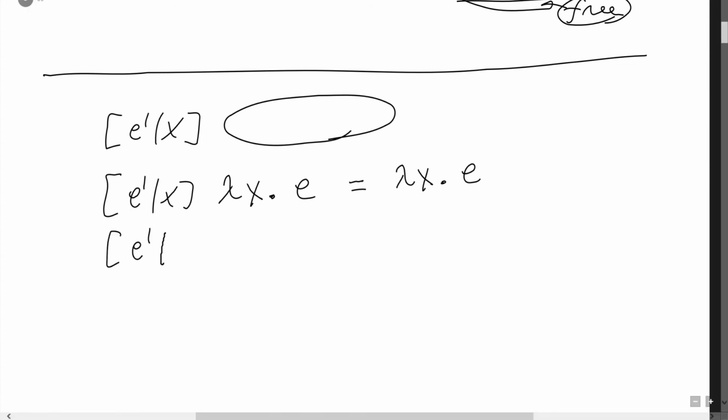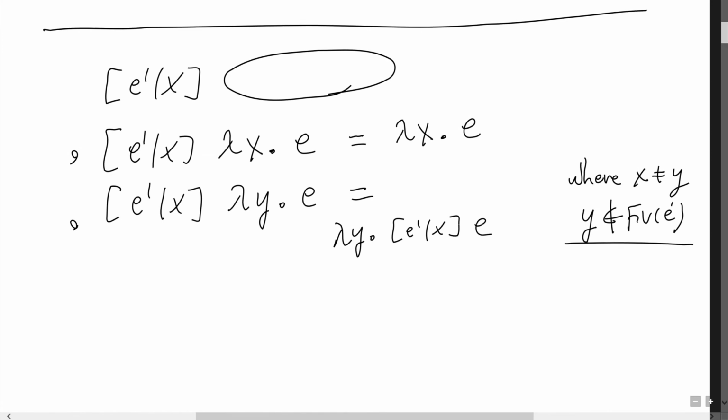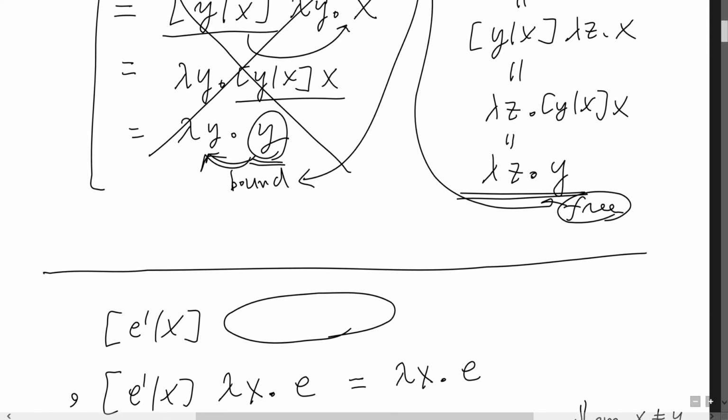And the second case is, this is now a different variable. So we have x is not equal to y. And we'd like to propagate the substitution into this lambda abstraction, E prime for x in E. But this is permitted only if y is not found in the set of free variables. So this is the additional requirement. So we have dealt with the two cases. And let's go back to this example.